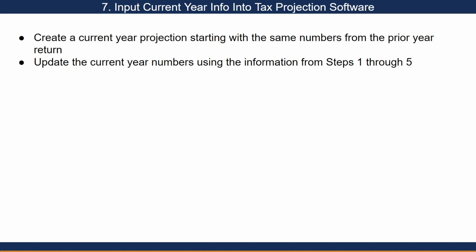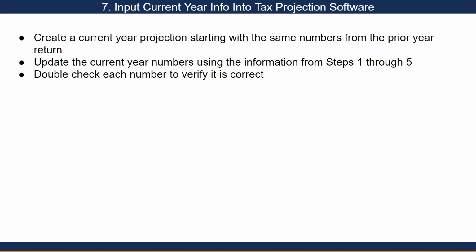And then we go back through those steps 1 through 5, where we get our year-to-date income, we estimate the future income, we estimate our W-2 income, we estimate our itemized deductions, and we check on any tax status changes such as marriage or dependents, and we put all of that in and we update our current year projection with those numbers. So now we have a prior year that was true to the tax return and a current year that's showing our current year numbers. And then double check each number to verify it's correct.